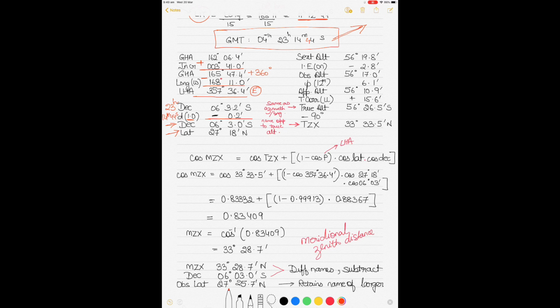Then I go and start solving my sextant altitude. My sextant altitude is 56 degrees 19.8 minutes, given to me in the question. The index error, also given to me in the question, is minus 2.8.